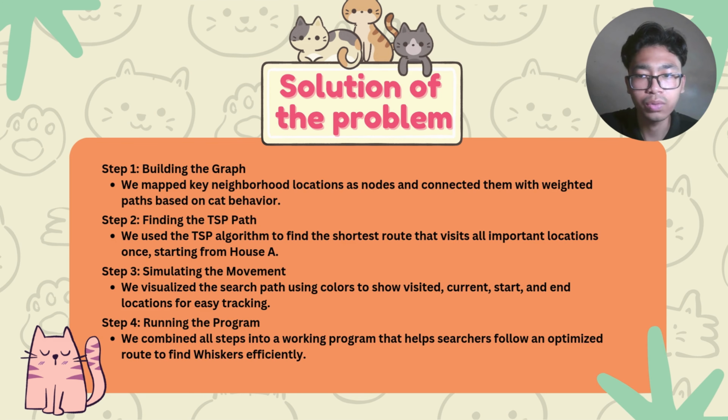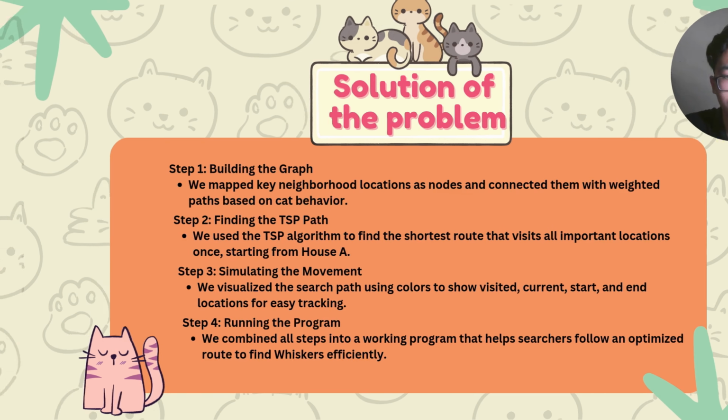Next, we create a visual simulation. As the search progresses, it shows visited places in peach, the current location in orange, and the start and end clearly marked so it's easy to follow. Finally, we ran the full program, combining all steps to create an efficient and realistic search plan. This method saves time and increases the chance of finding Whiskers quickly.